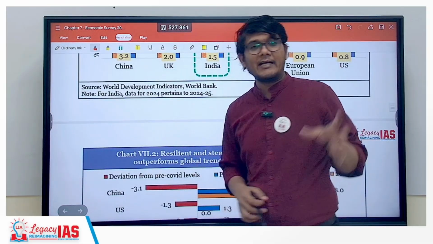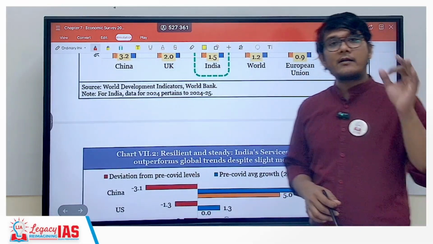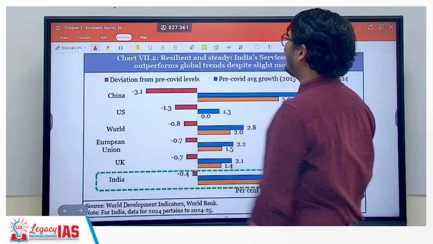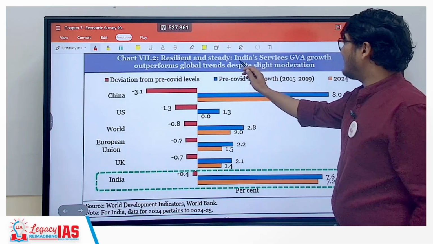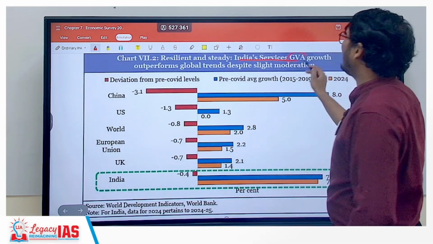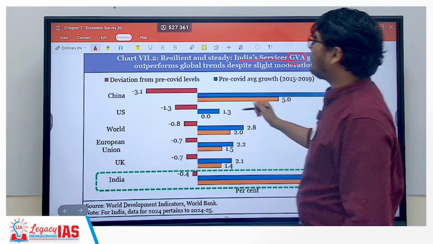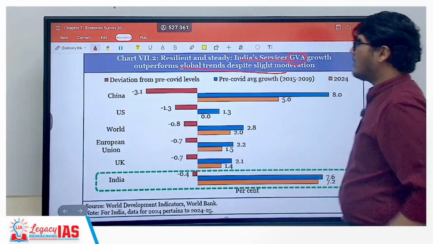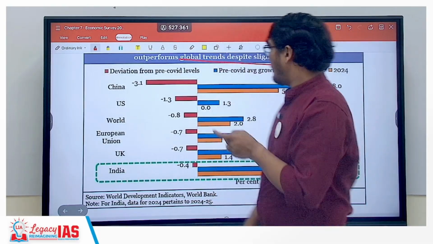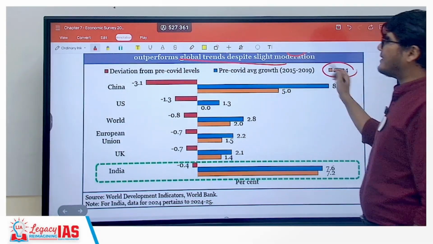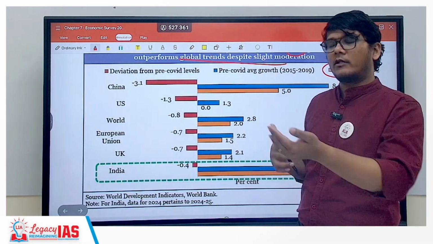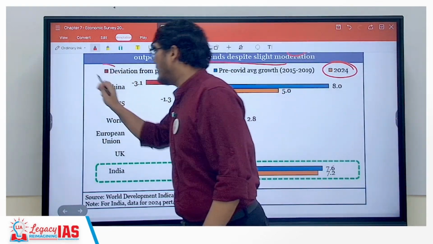As I said, the data is either from the government sources or reputed international sources, for example the World Bank, right? Next is the resilient and steady India's services GVA is what they are talking about. GVA is basically the gross value added. It is outperforming the global trends. Now here there is pre-COVID average, and then you have the very recent one. When you subtract the recent from the pre-COVID, you will get the deviation.